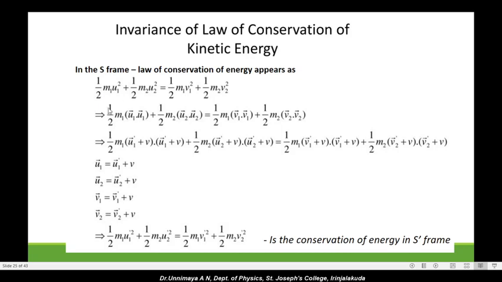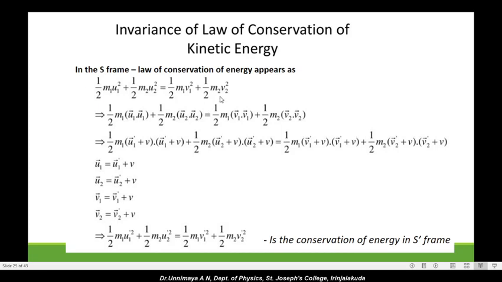That is, the total kinetic energy before collision can be represented as half m1 u1 square plus half m2 u2 square, which is equal to the total kinetic energy after collision, half m1 v1 square plus half m2 v2 square.